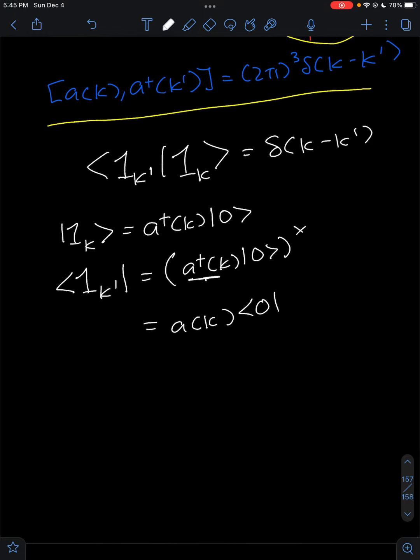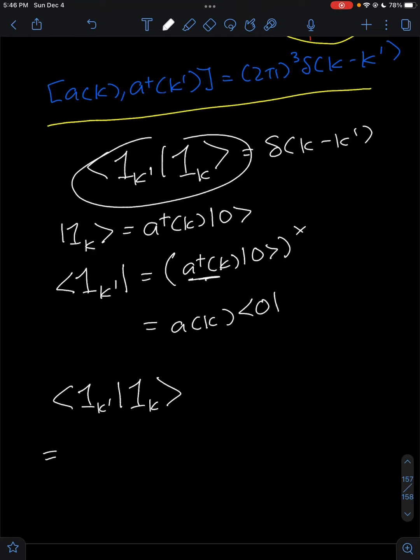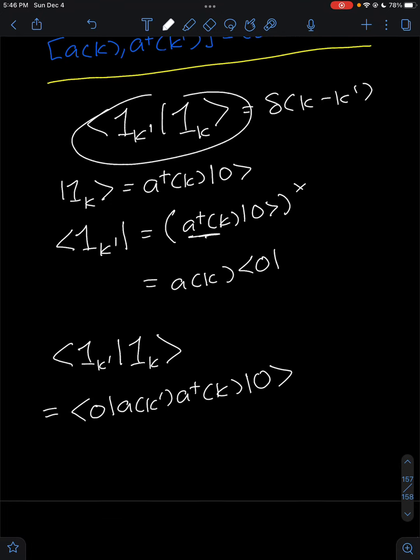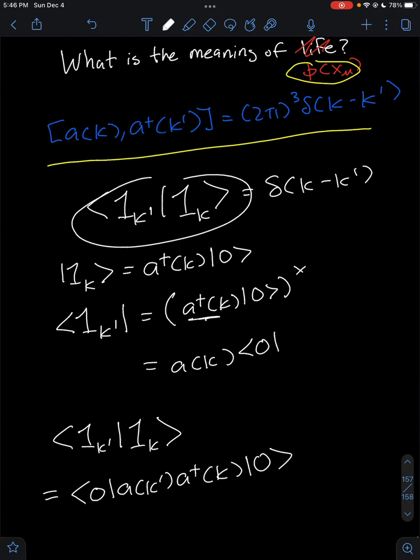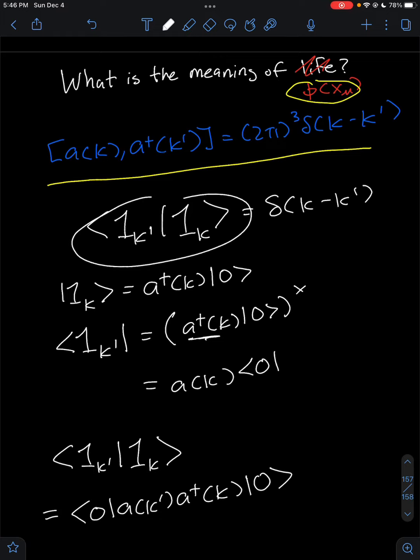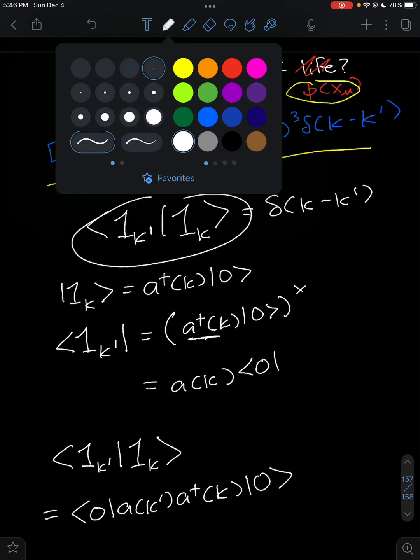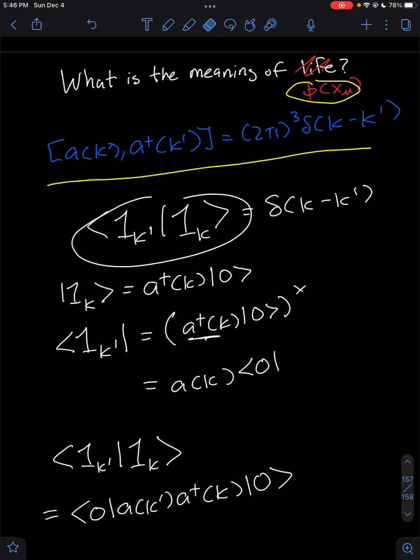So by using this knowledge, we can expand this out. We can expand 1k prime times 1k out as the vacuum state times a of k, and then a conjugate k. Well, this should be a k prime, by the way. So then a conjugate k acting on the vacuum state. Cool. What we have to do now is use our commutation relations here. In this case, let this guy be the k prime, and let's let this be the k.